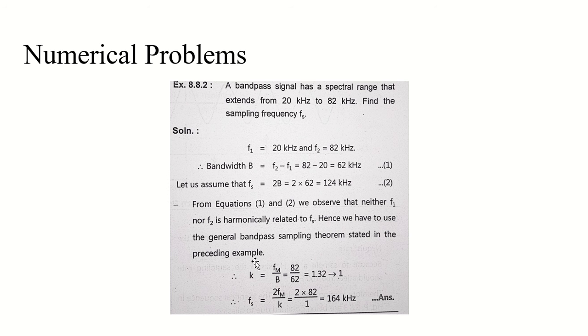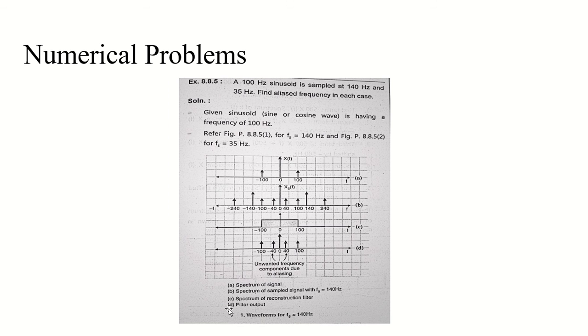And for the sampling frequency, what do you do? You take 2 times the maximum value of frequency divided by the value of k which you just found out. So 2 into 82, divided by 1, and the answer will be 164 kilohertz. That would be your sampling frequency, right? Now let's see one more.